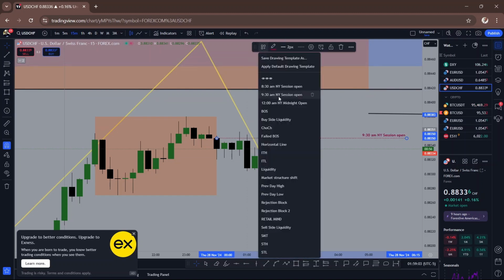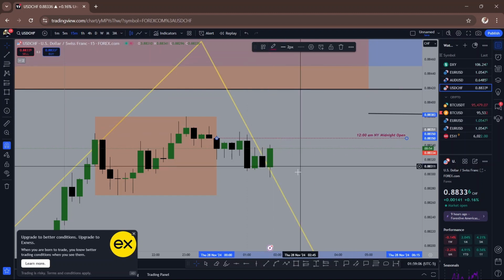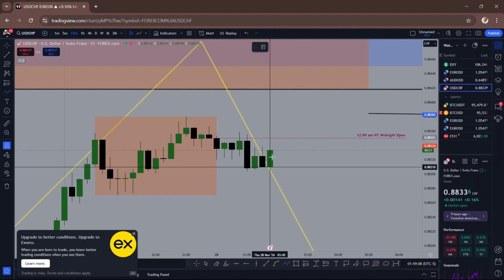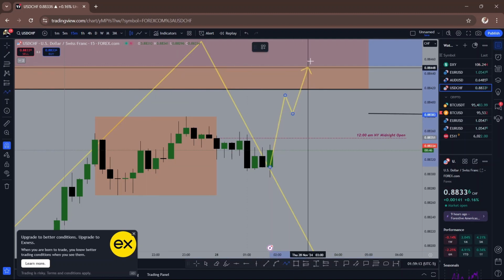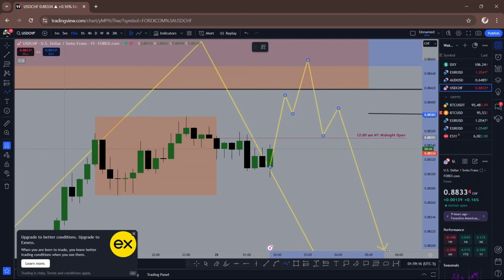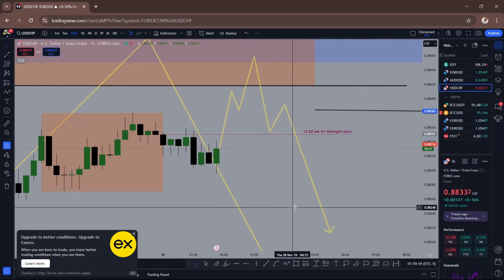No, not 9:30 a.m. 12 o'clock midnight open. So now I just need to see the manipulation. Now this is the accumulation, right? Then I want to see the manipulation right here, drive into here before I get the distribution. So this is just how I use the power of three every day.